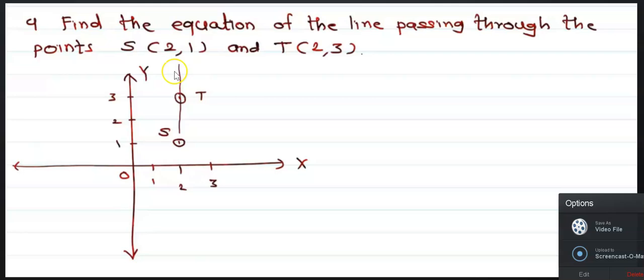Now what's happening here? If we look at these two points, the x-coordinate is constant. Therefore, the given line is parallel to the y-axis. As the given line is parallel to the y-axis, its equation is x is equal to 2. Now see this here.